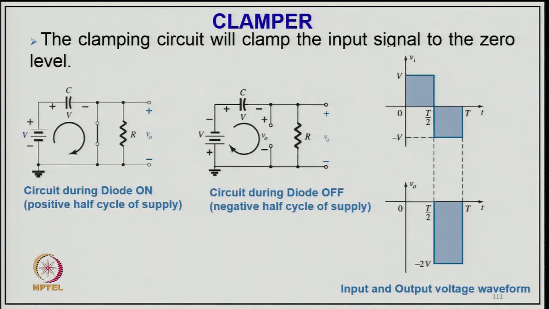So, using this concept we have a clamping circuit, because here the RC circuit will be coming in this waveform. The circuit during the diode on period gives the output, and during the diode off period, when the diode is not conducting, it gets open circuited. The input waveform is a square wave, and the output will be only the negative wave, because the voltage V gets added. So, it will go from 0 to minus 2V, because of diode conduction during this period and non-conduction during that period.